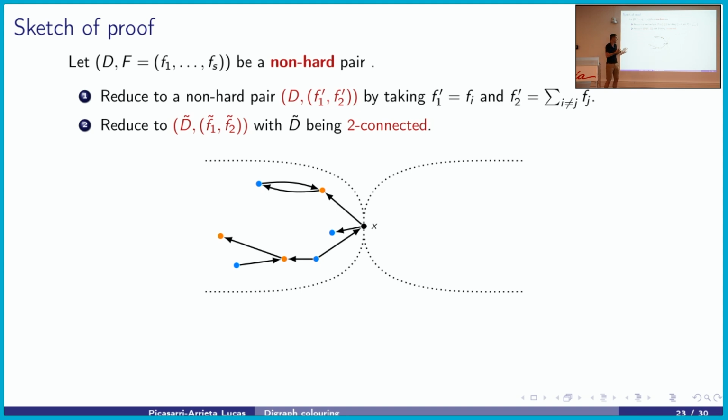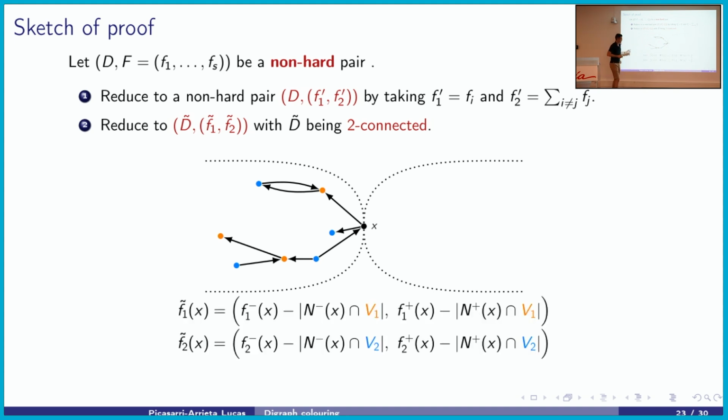can always justify that one of color 2 or 1 must be available for this vertex, such that the vertices colored 1 induce an F1 degenerate subdigraph, and vertices colored 2 induce an F2 degenerate subdigraph. Then we have to remember that X has some neighbor already colored, so we update the first function by decreasing the first coordinate by the number of in neighbors colored 1, and the second coordinate by the number of out neighbors colored 1. And then we update the second function by decreasing by the number of in neighbors colored 2, and the second coordinate by the number of out neighbors colored 2.